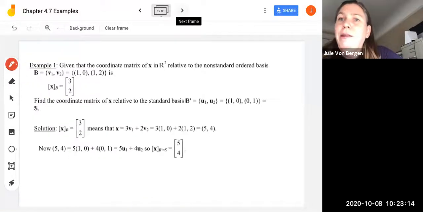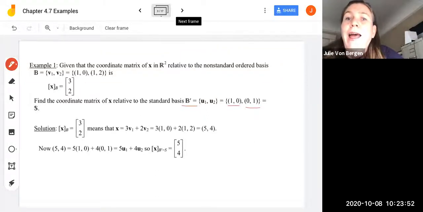Okay, now we're going to look at another example. Given that the coordinate matrix of X in R2 relative to the non-standard basis V1, V2 equals (1, 0), (1, 2) is the column vector (3, 2), find the coordinate matrix of X relative to the standard basis that we're going to call B prime. That's going to be U1 and U2, and we're just using U here to differentiate it from the V's that are in B. Those vectors are (1, 0) and (0, 1), and we're going to call that also S. You can call it B prime or S, your choice.